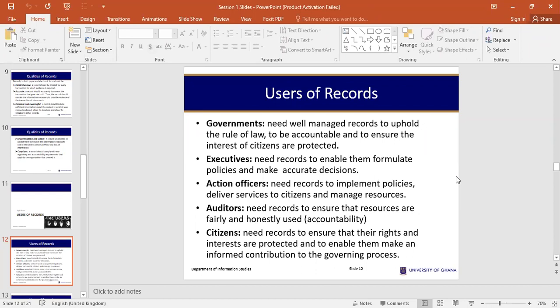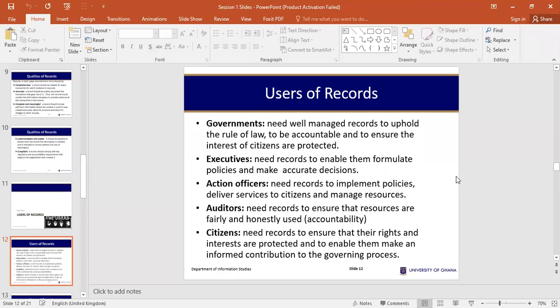Act 535, the Public Records and Archives Administration Act 535, passed in 1997, that vests the management of all public records in the hands of the Public Records and Archives Administration Department, PRAD. So that is to make sure that the records are managed well and made available as and when needed to make the necessary decisions, and then to ensure accountability, transparency, and probity.